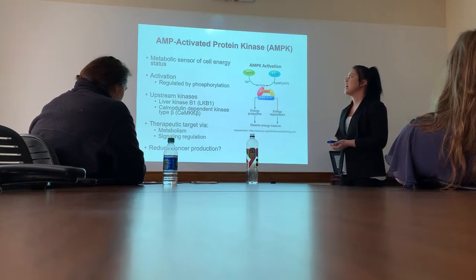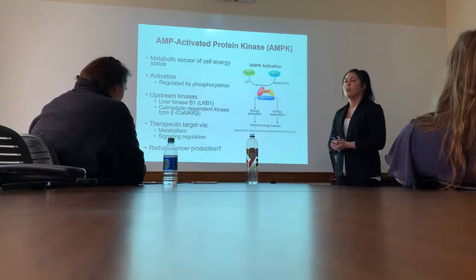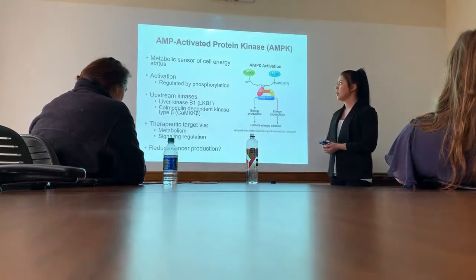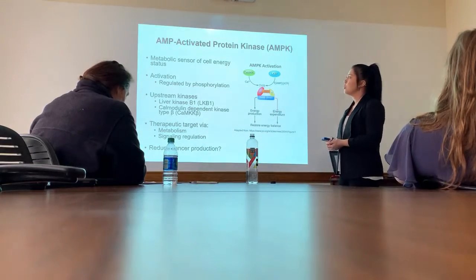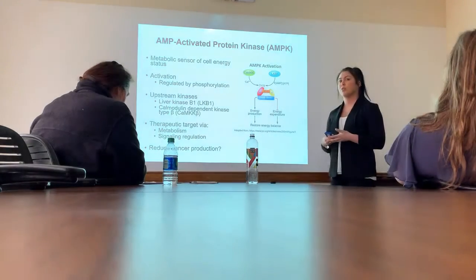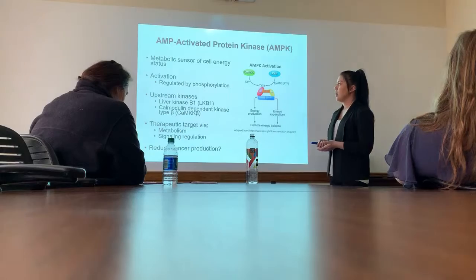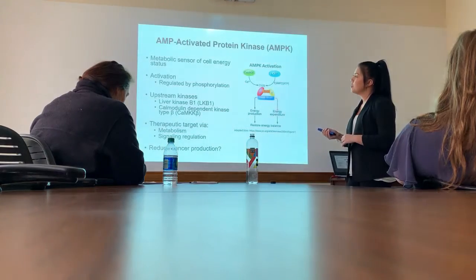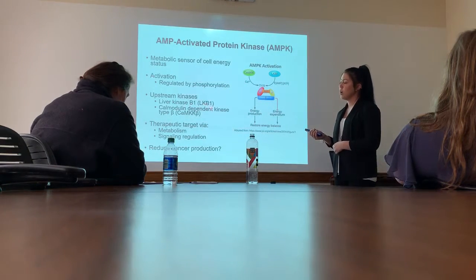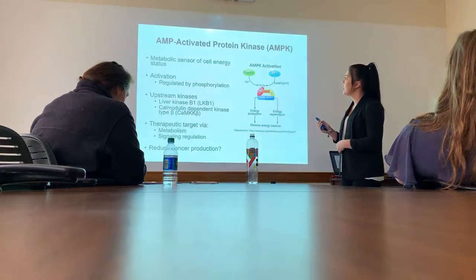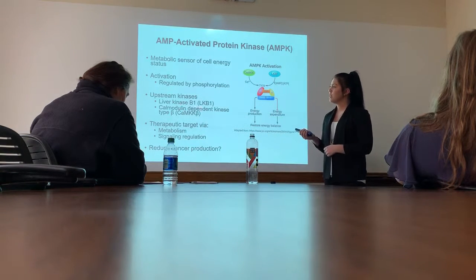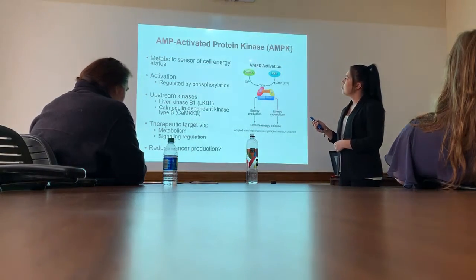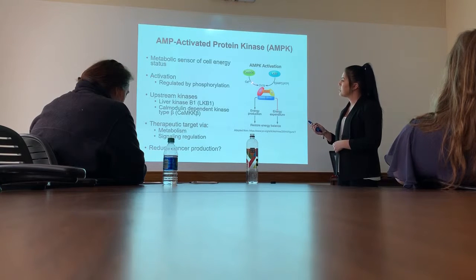So next, what is AMP activated protein kinase? In the paper, they refer to that as AMPK. Basically, it is a metabolic sensor of the cell energy status. It is activated through phosphorylation, and that's what it's regulated by. A couple of different upstream kinases that can phosphorylate to activate it within the paper are the liver kinase B1, which is LKB1, shown here, and then calmodulin dependent kinase type beta, which is CAMKK beta, shown here, which involves calcium activating it.